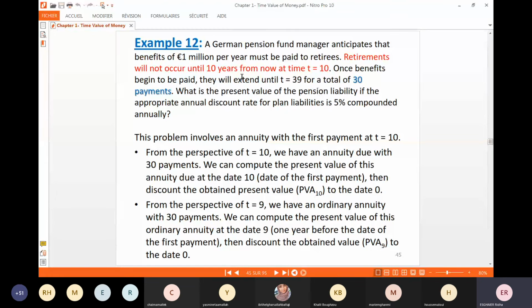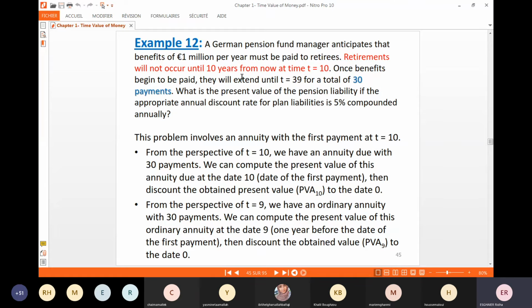Now, what is the present value of the pension liability? Because these 30 amounts that the pension fund will pay represent a liability for this pension fund. What is the present value of this liability, of these 30 amounts that the pension fund will pay from date 10 to date 39, if the discount rate is 5%?